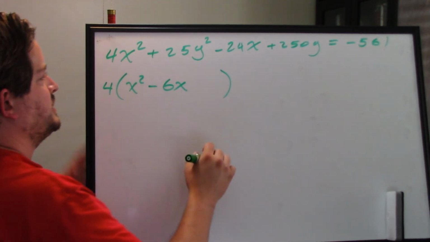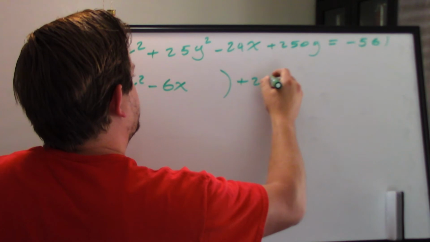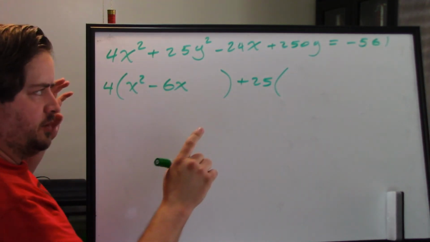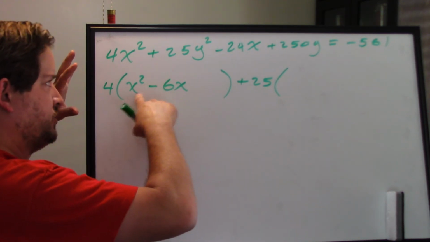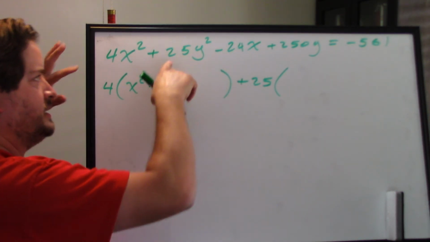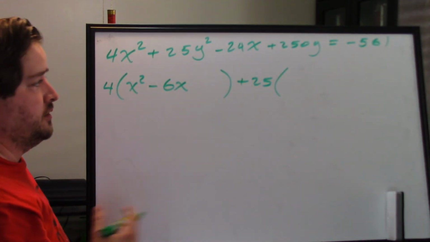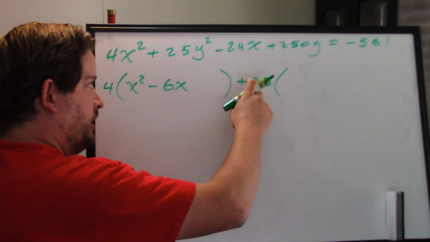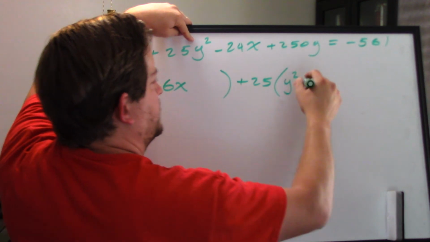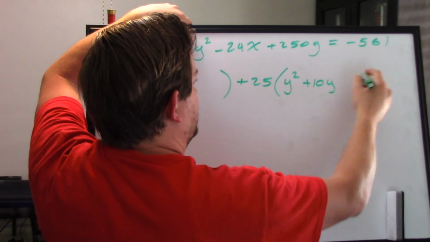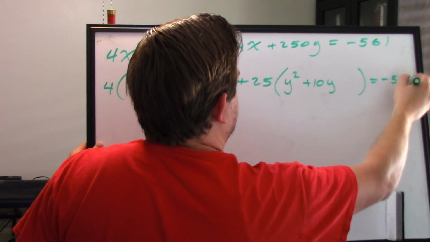Give myself some space. My y's, I'm going to factor out a 25. So plus 25. Now we can see that this is going to be an ellipse. I think at this point you might be able to tell I've got an x squared that's positive, a y squared that's positive, but they have different numbers in front of them, and therefore it's going to stretch one more than the other, and therefore it's an ellipse. If I pull out the 25, that leaves me with a y squared, and then 10, so plus 10y. Give myself some room there, equals negative 561.